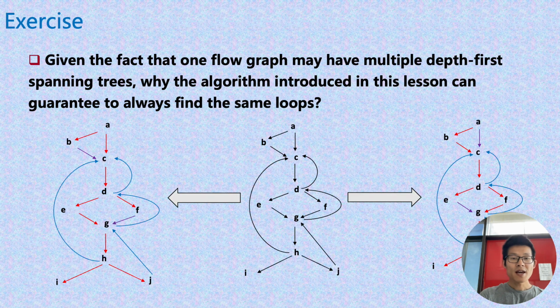Okay, lastly, here is an exercise for thinking. A flow graph usually has multiple depth first spanning trees. And the algorithm introduced in this lesson can guarantee to always find the same loops. Why? I can give you a hint. That is, the back edges found in different spanning trees are always the same.